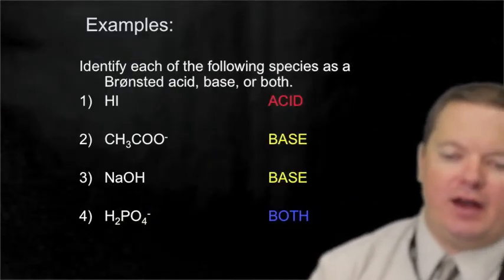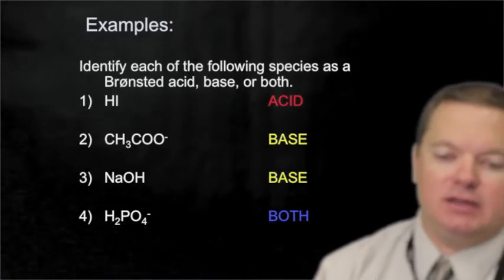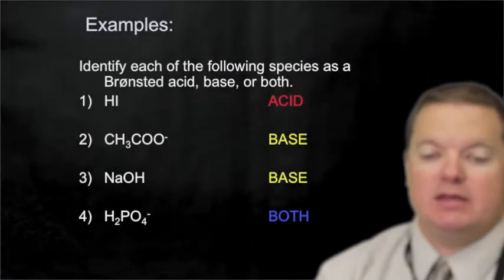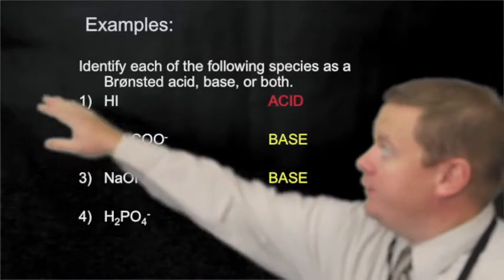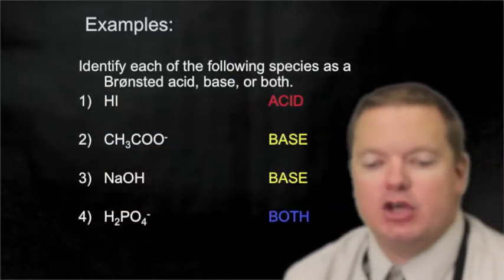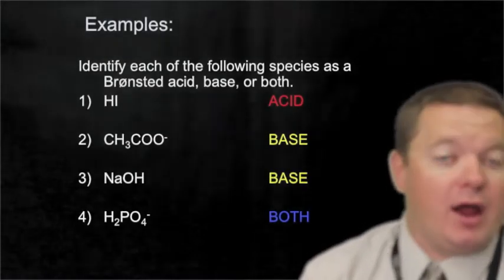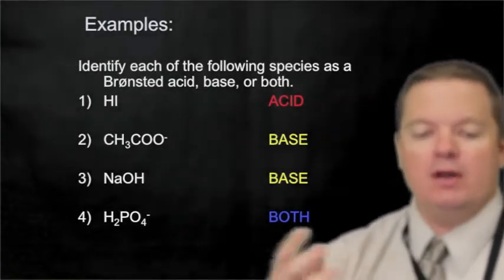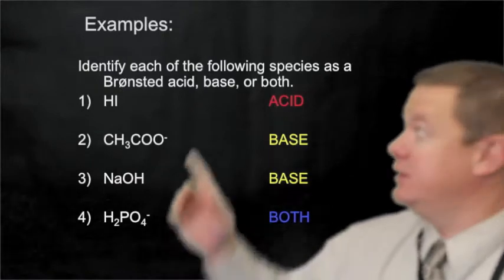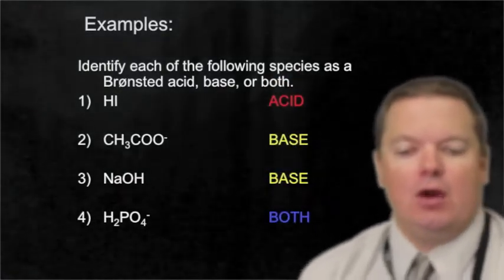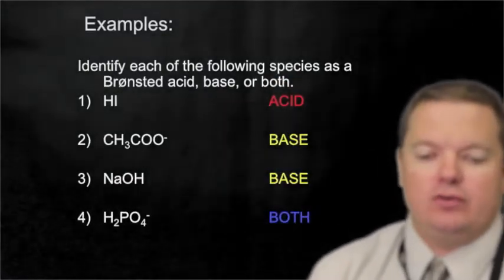Let's identify these as either a Bronsted-Lowry acid, Bronsted-Lowry base, or both. If we look at the first one, HI, if we name this, it would be hydroiodic acid. So we recognize it as an acid, and you see it is an acid.